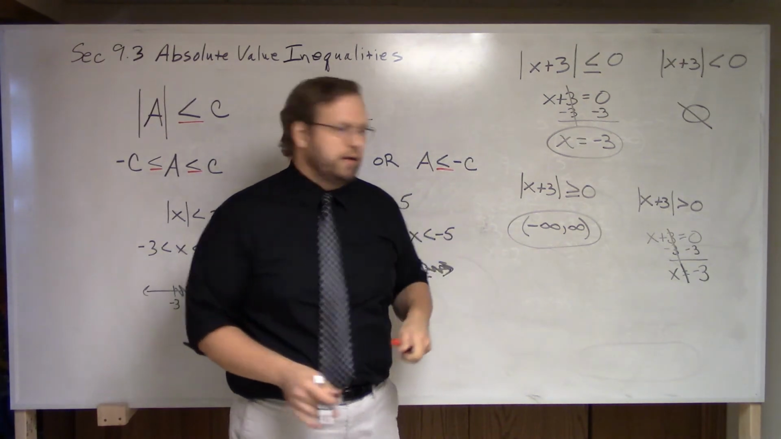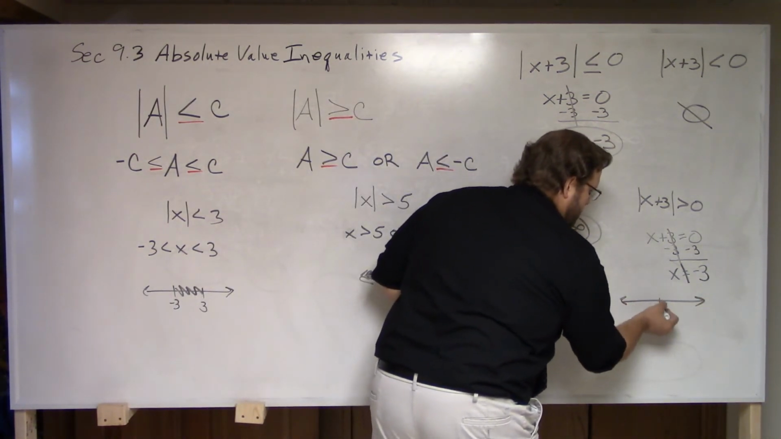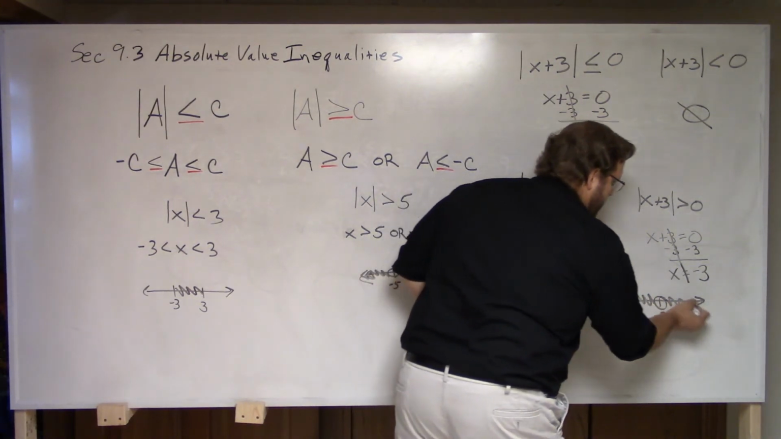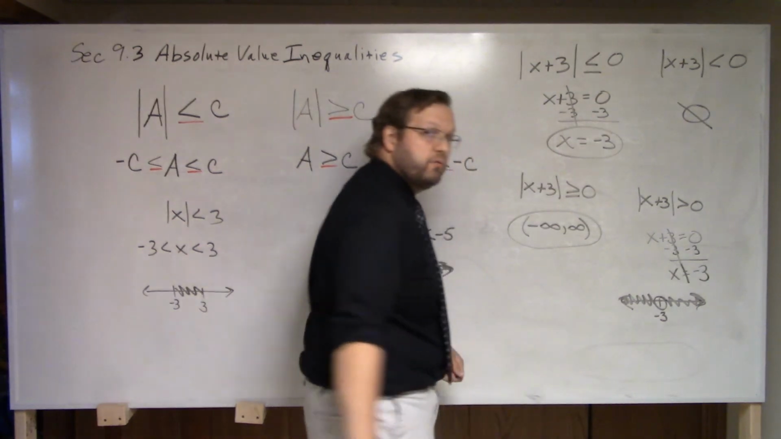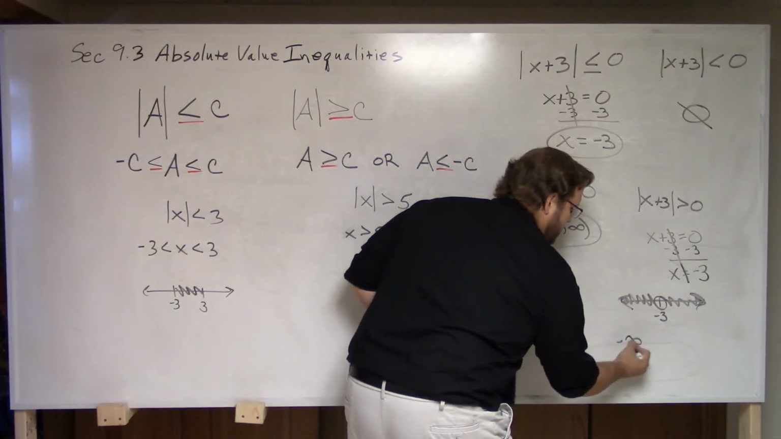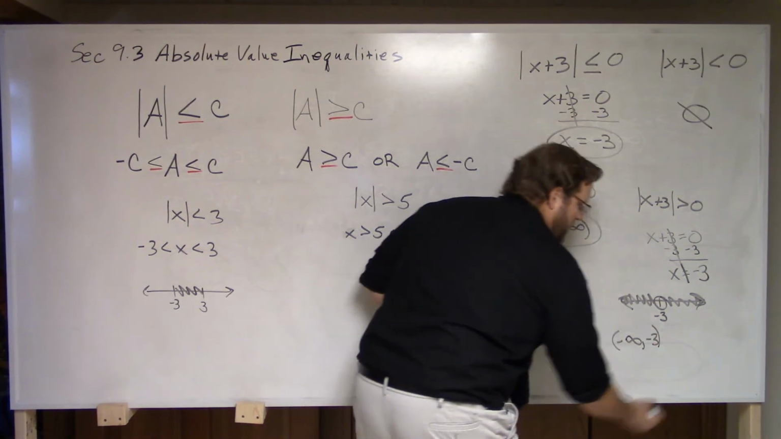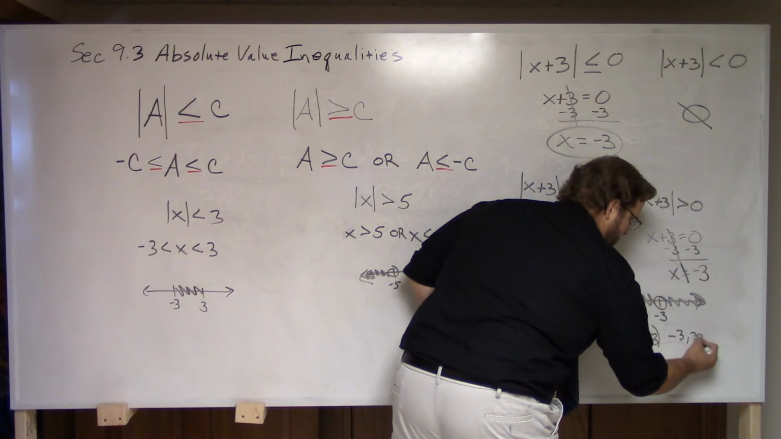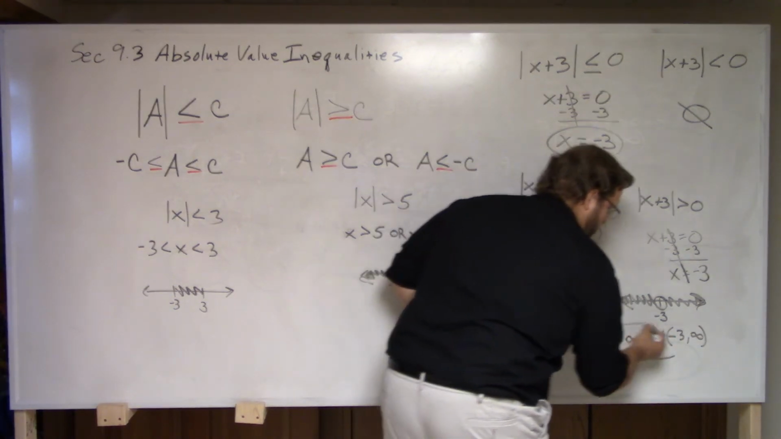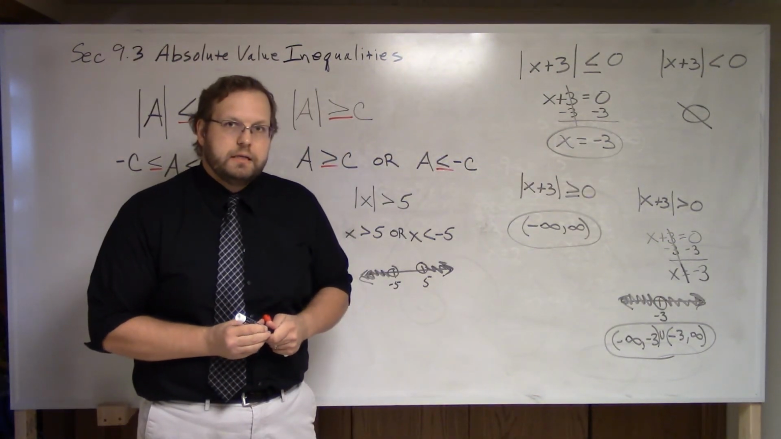So how do I write that? Graphing this would say that I can be anything here and anything here, but not negative 3. So I would write negative infinity to negative 3, but not including negative 3, and negative 3 on to infinity. And there we go.